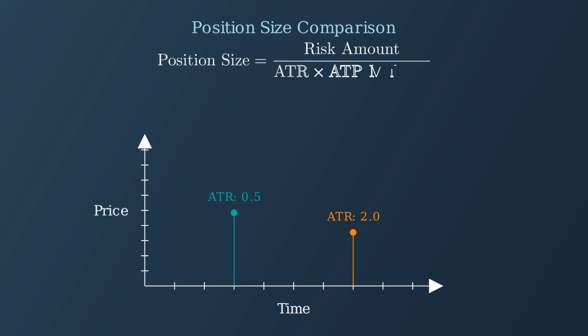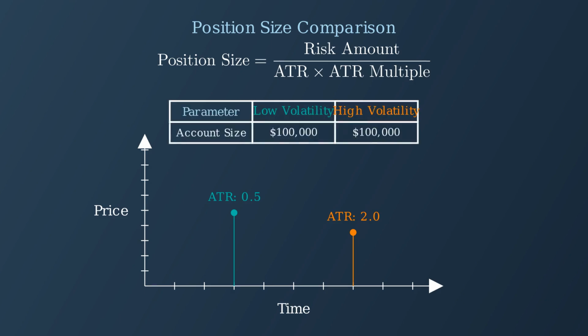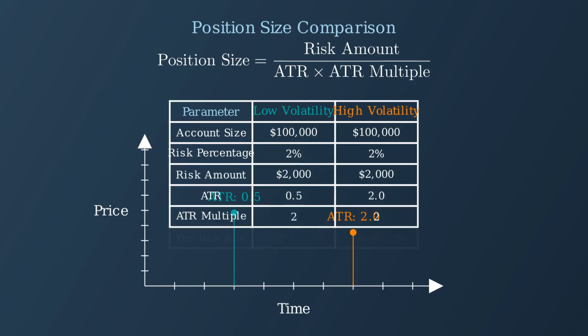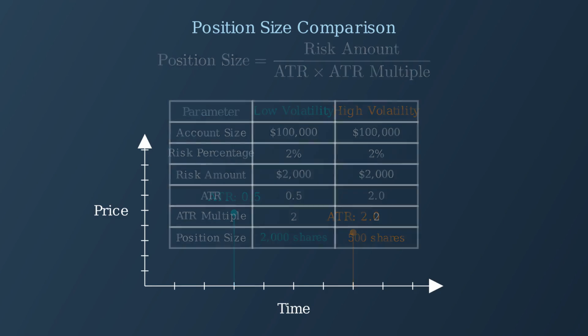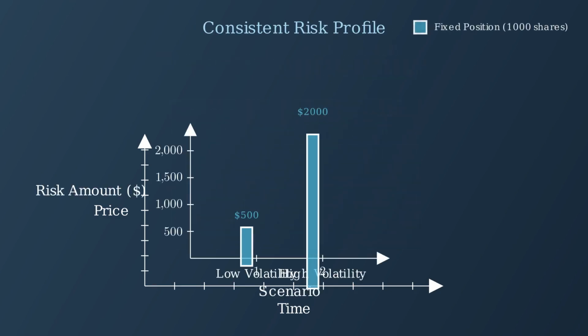Position sizing can be calculated using the ATR. The formula is simple. Position size equals risk amount divided by ATR times an ATR multiple. In this example, with the same account size and risk percentage, our position sizes will vary dramatically based on market volatility. During low volatility periods, we can safely hold 2,000 shares, while during high volatility, we reduce to just 500 shares. Let's see the impact on risk exposure.